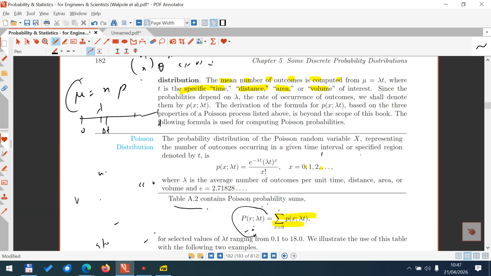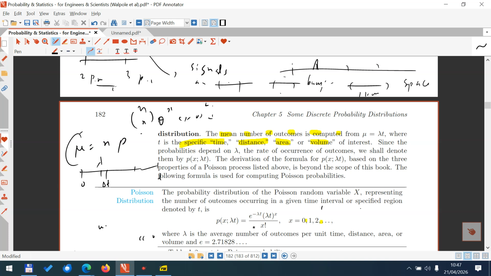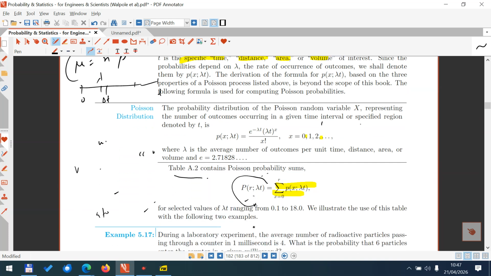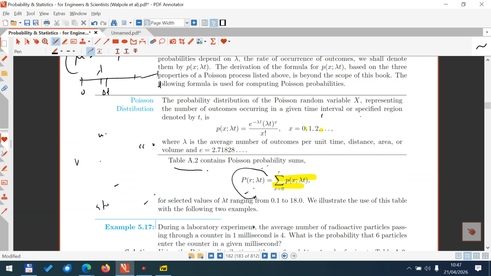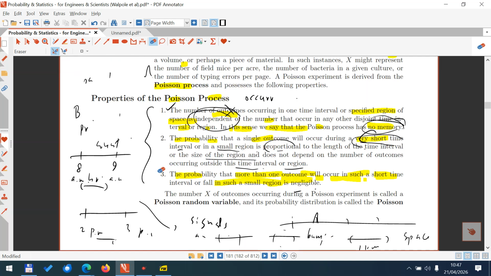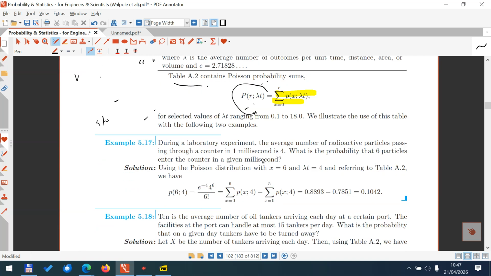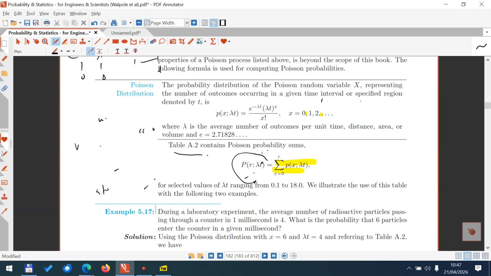Okay, so let's apply this to the first example. So if you can remember these 3 points, right? The first was about independence. The second was about the interval being so short that only one outcome or one occurrence or one success is a possibility, and the probability of that happening is very small. And the third point makes sure that more than two outcomes are nearly impossible, right? So if you can recall that, then tell me, why should I trust that this problem is a Poisson problem?